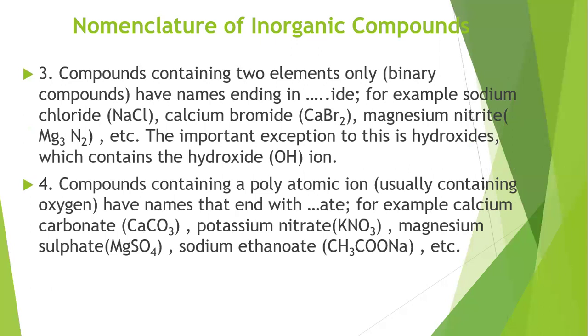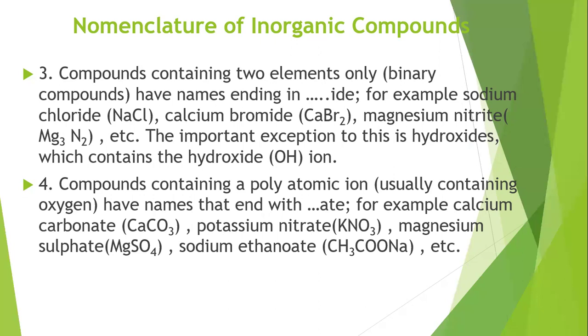The third one is that compounds containing only two elements, the binary compounds, have names ending in -ide. For example, sodium chloride, calcium bromide, magnesium nitride, and so on. All these compounds containing two elements, the binary compounds, have names ending with -ide, and -ite, which can look similar. The important exception to this is the hydroxides, which contain the hydroxide ion.